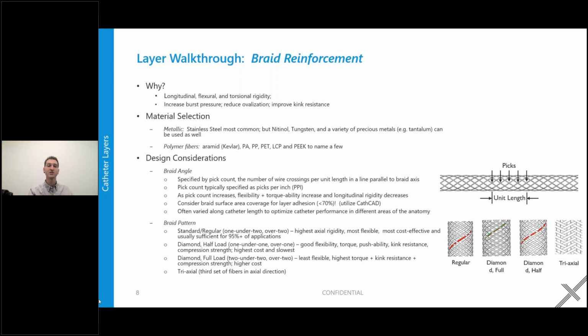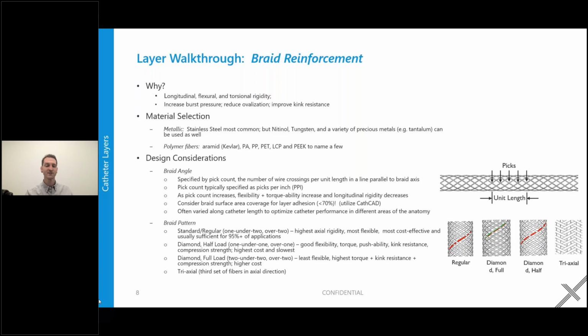Some of the design considerations, obviously braid has a few different elements that make up its design. A lot of these are dictating braid angle, but we don't ever talk about braid angle. Really what we talk about is the pick count. So picks per inch or picks per millimeter. Picks per millimeter is not commonly used anywhere, even in Europe. Generally speaking, most people call it picks per inch, kind of a standard. The textile industry is its own animal and has its own nomenclature. So PPI is what we use.